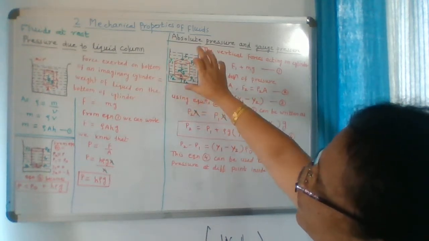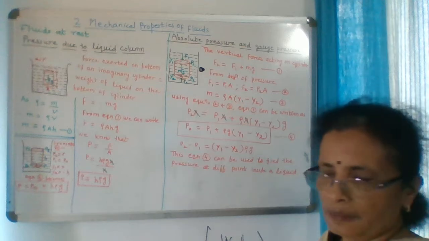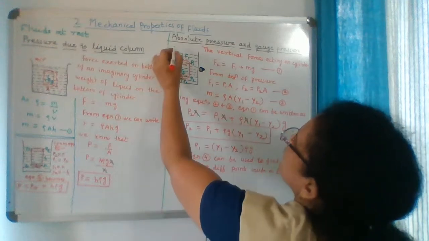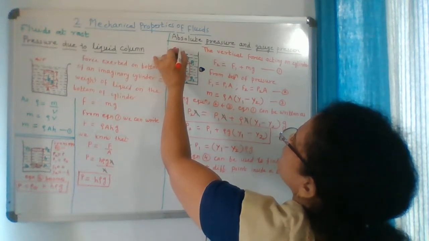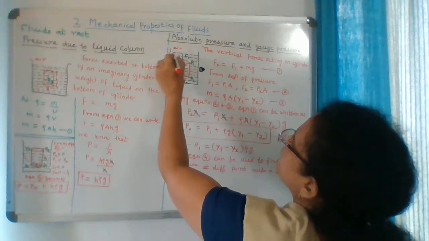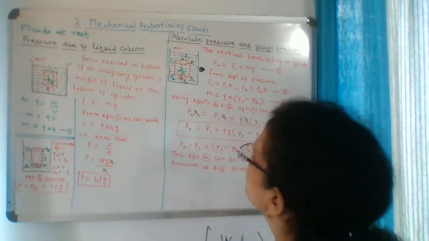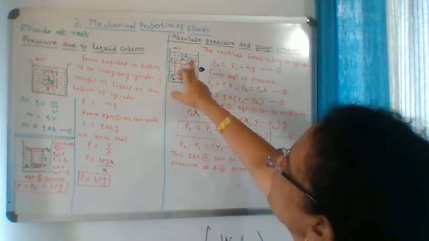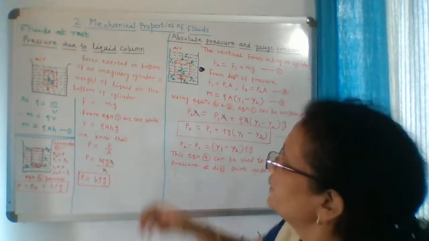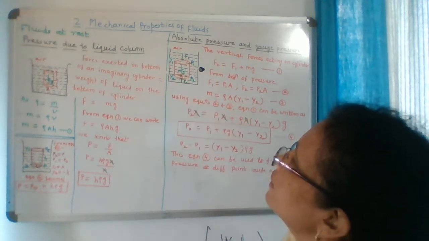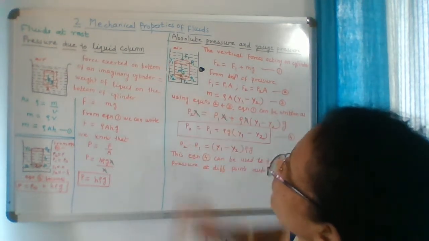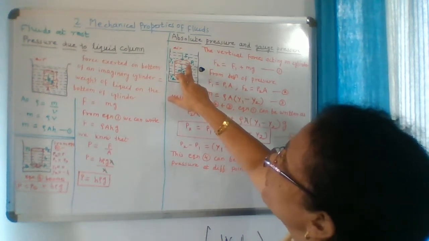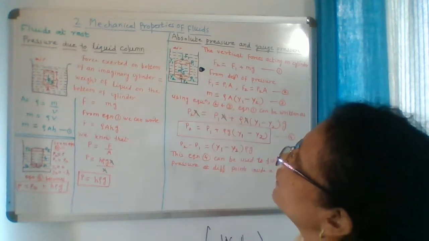Now, to find the pressure at different points, we have another derivation. Consider a container filled with water. This is the intermediate surface. Above it there is air which produces atmospheric pressure, and below this there is fluid, that is water. Again we imagine an imaginary cylinder of cross-sectional area A, and we will consider the pressures at two different points, P1 and P2.